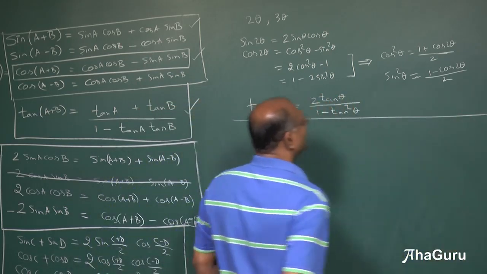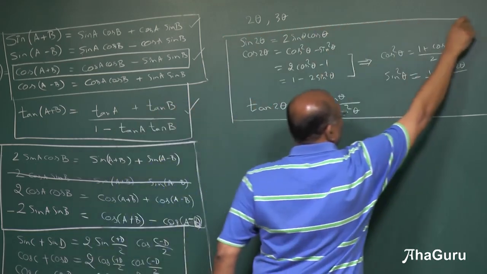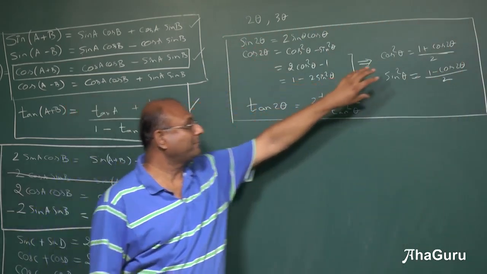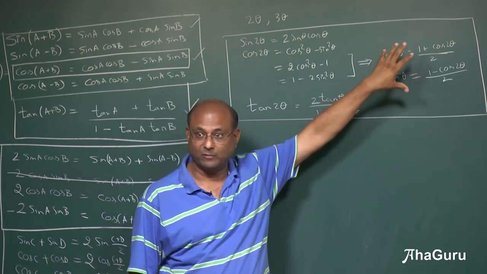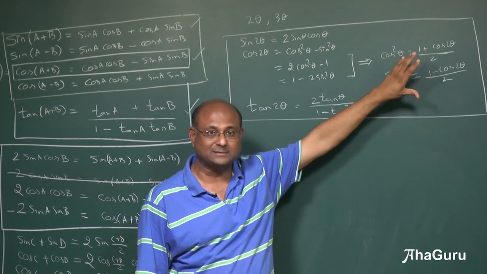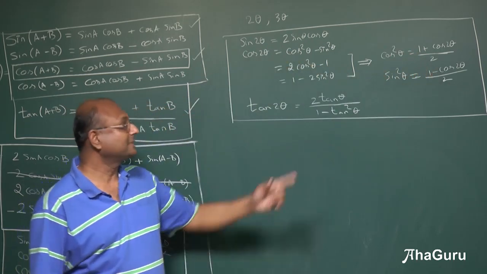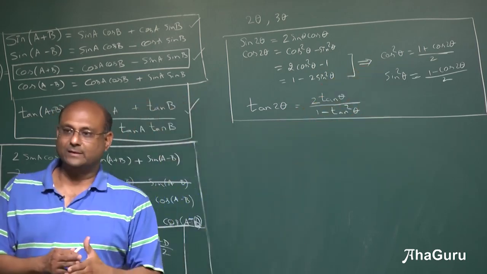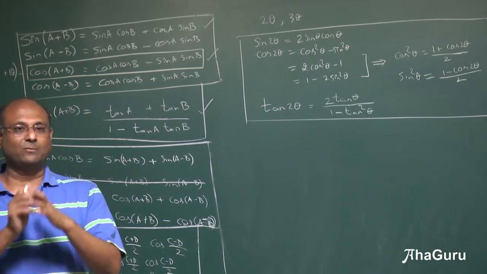Now, this is for the 2 theta part. Usually people only talk about this part, but I want you to also remember these two, because these two are, I would not even say equally important. Sometimes this is even more important than this one. In terms of applications, that will turn out to be even more useful. So cos square theta is 1 plus cos 2 theta by 2, sin square theta is 1 minus cos 2 theta by 2.